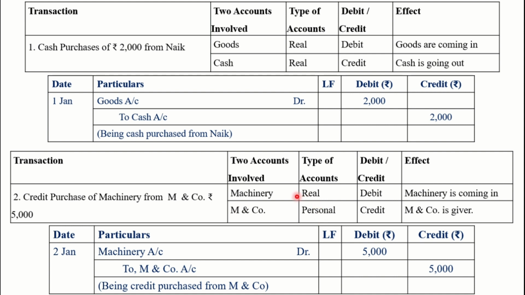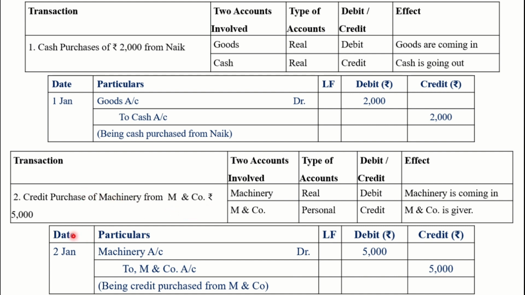What is the rule of real account? Debit what comes in. Machinery is purchased means machinery is coming into the business. That's why machinery account is debited. MN Cooperative is a personal account. Here MN Cooperative is the giver of machinery. That's why MN Cooperative account is credited. This is the journal entry of this transaction: credit purchase of machinery from MN Cooperative rupees 5000.